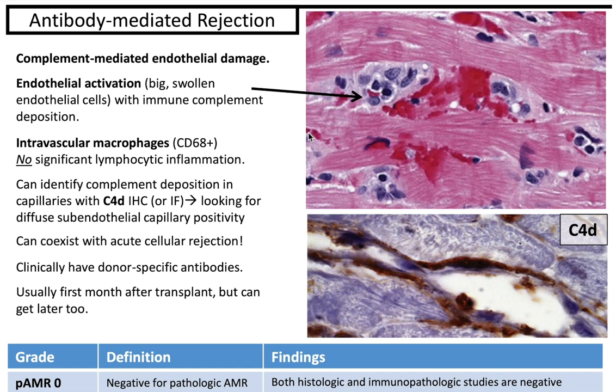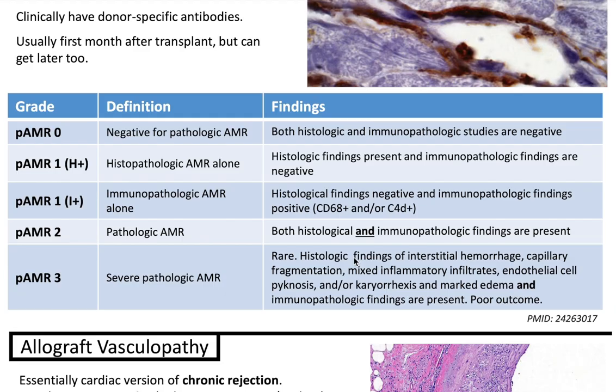You can identify complement deposition in the capillaries with C4d staining, as you can see here, looking for diffuse subendothelial capillary positivity, and it can coexist with acute cellular rejection. They're not mutually exclusive, and clinically have donor-specific antibody. Usually it's seen in the first month after transplant, but can happen later too. And the grading scheme is from 0 to 3.